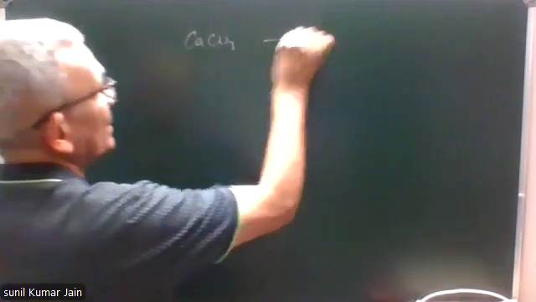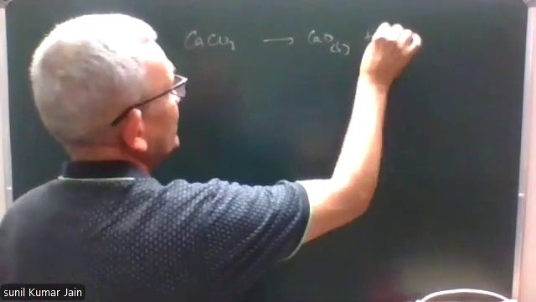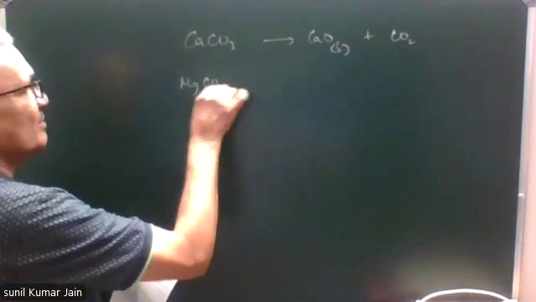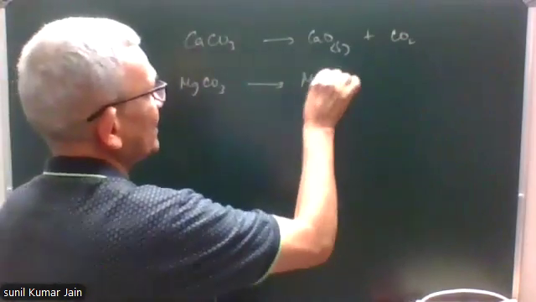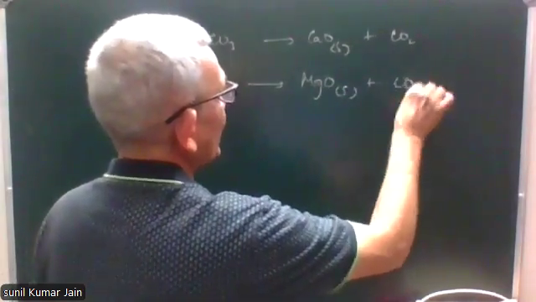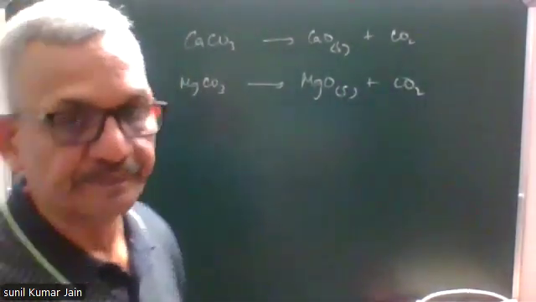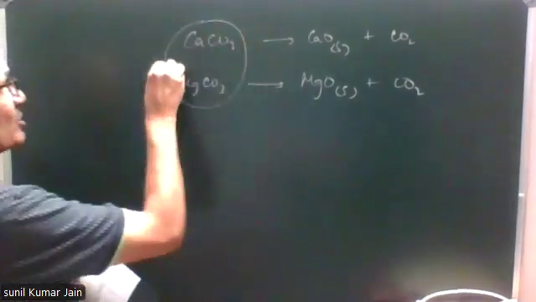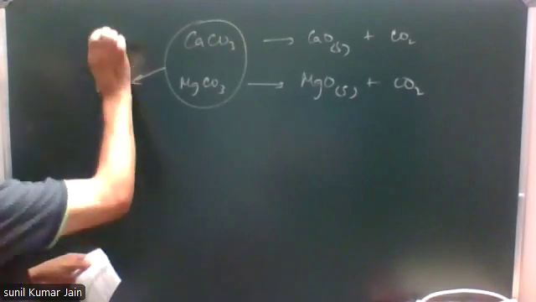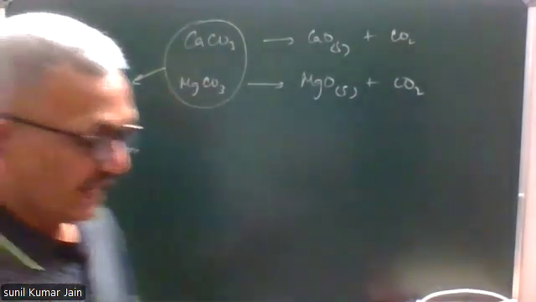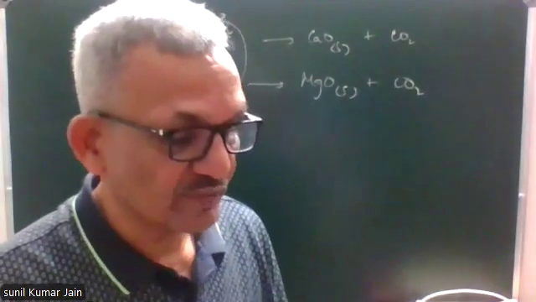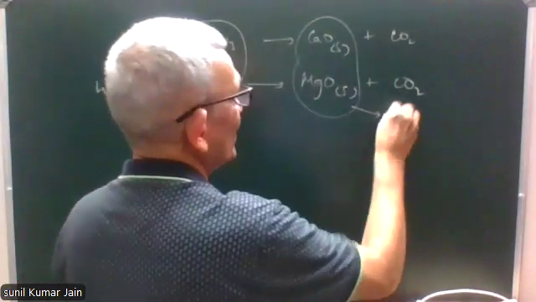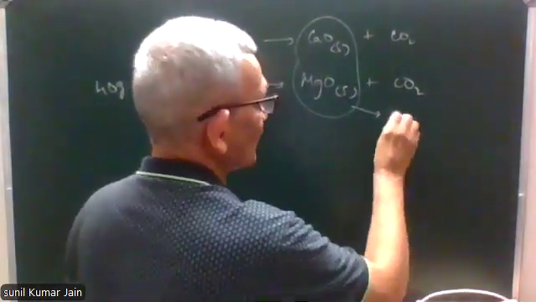Calcium carbonate gives calcium oxide, which is a solid, and carbon dioxide, which is a gas. Second, magnesium carbonate gives magnesium oxide, which again is solid, and carbon dioxide, a gas. Now, in this case, we started with 40 grams mixture of these two. After the reaction, 20.64 grams of solid residue was left. So the mixture of these two solids left 20.64.